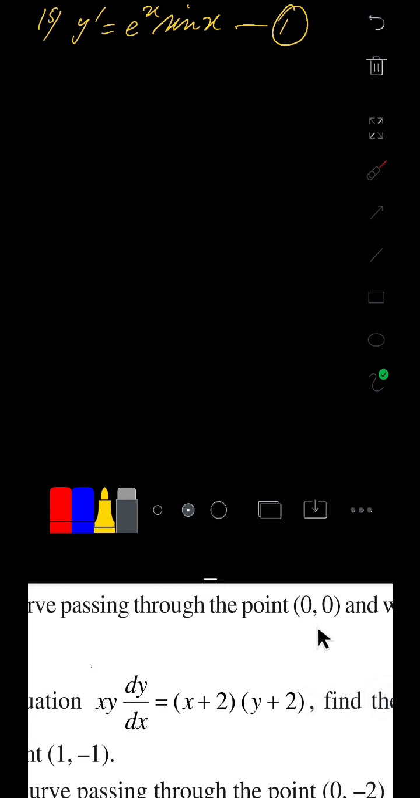So when x is equal to 0, y is equal to 0. This is the given initial value condition. y dash, as we know well, is dy upon dx. So the equation is dy upon dx is e raised to the power x sin x.